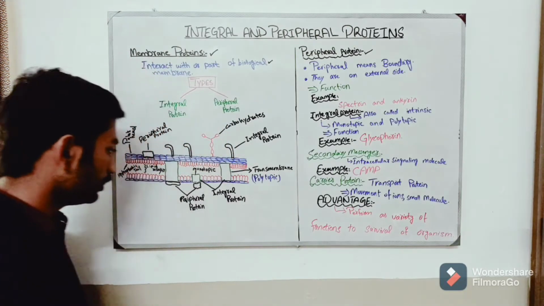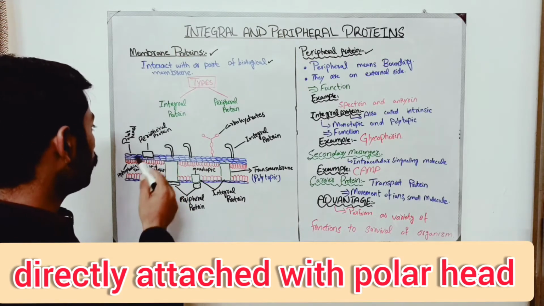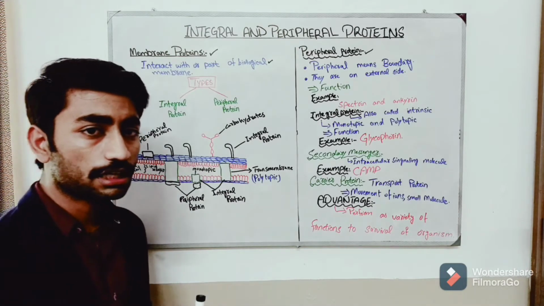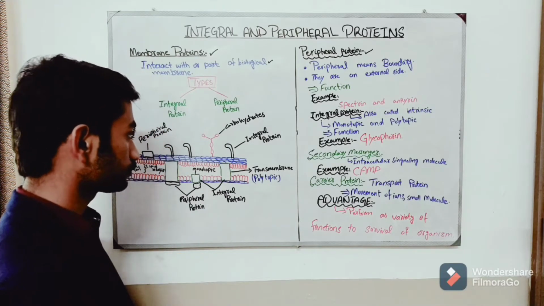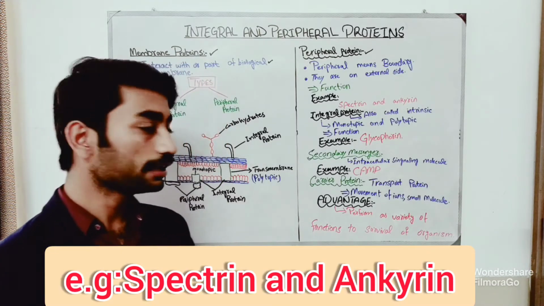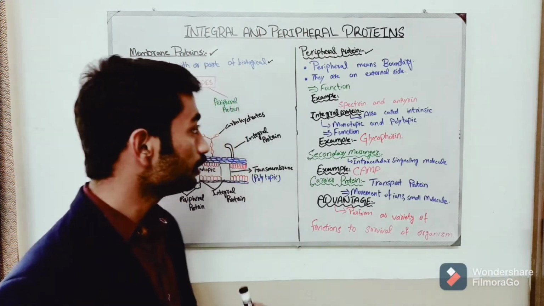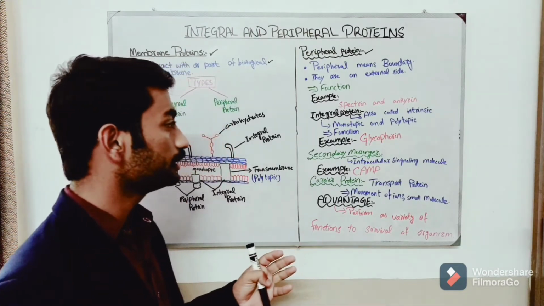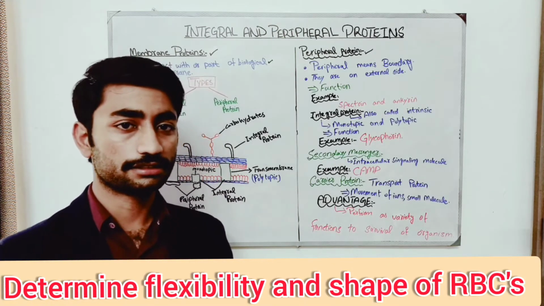As shown in the figure, peripheral proteins are directly attached with polar head of the membrane protein, and peripheral proteins are indirectly attached with integral proteins. For example, spectrin and ankyrin. Spectrin and ankyrin are membrane skeletal proteins that provide mechanical support to the membrane. They also help to determine the flexibility and shape of red blood cells.